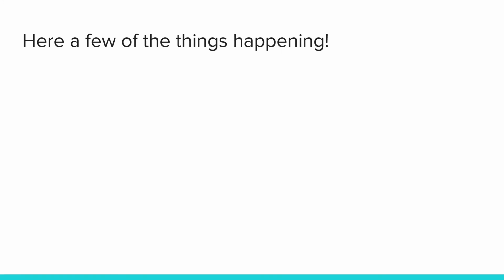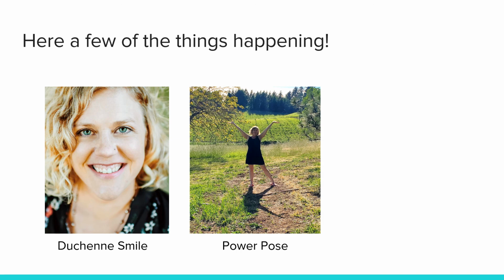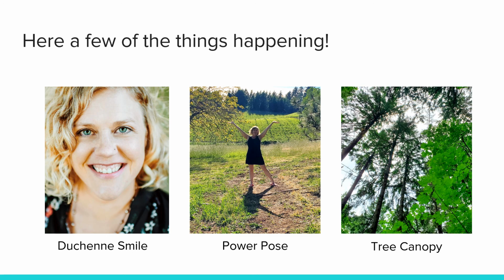Here are a few of the things that are going on. One of them is the Duchenne smile. Some of the images have this smile in it. It's an authentic smile. If you see someone with an authentic smile, you're going to feel happier even if you don't smile yourself. Or if you want to feel powerful, look at the power pose. You automatically feel more confident and powerful just by looking at it, even if you aren't in the power pose yourself. Or you can feel more safe and secure with something like a tree canopy. So this is just showing you how the images can train your brain to accept them and change the way that you feel just by looking at something.